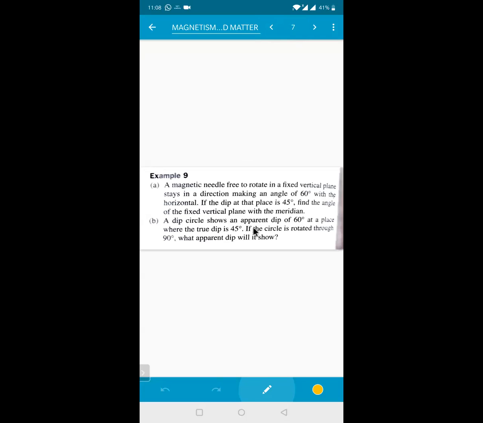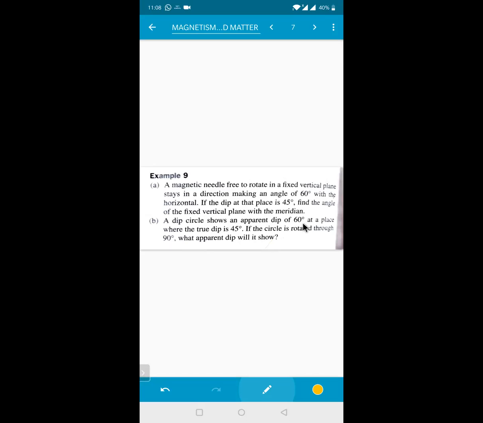A dip circle shows an apparent dip of 60 degrees at a place where the true dip is 45 degrees. If the circle is rotated through 90 degrees, what is the apparent dip? It will be showing. You can try to do this one better. Two dips, phi 1 and phi 2, are given for him.